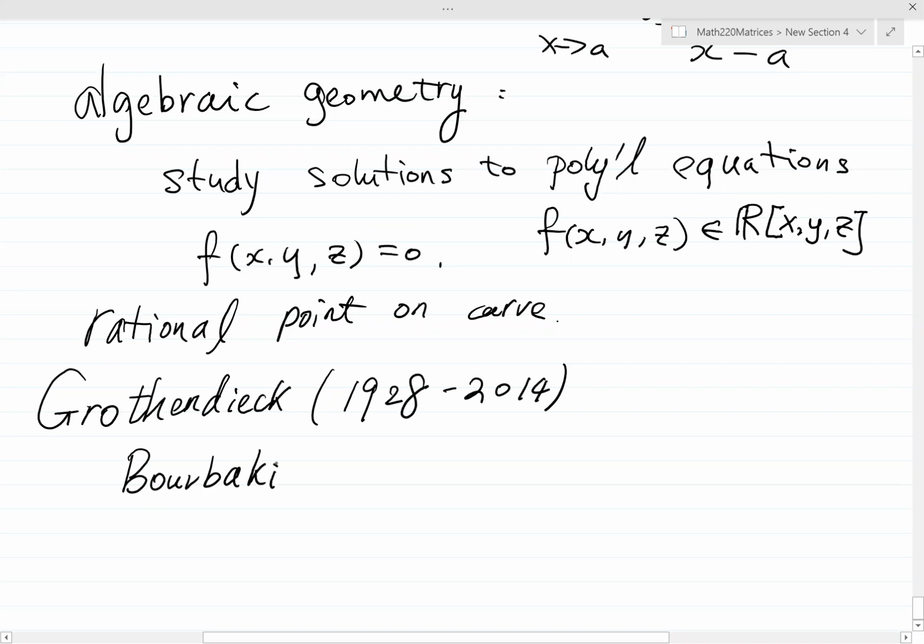Okay, the Bourbaki school is actually a group of French mathematicians under a certain age, probably under age 40. They have a pseudonym. They call themselves Bourbaki. So Bourbaki is a mathematician that never existed. They also wrote many books.